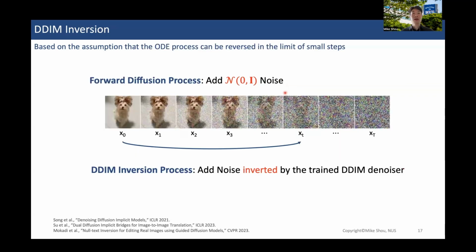You can feel that it's similar in terms of the process compared to the forward diffusion process. In the forward diffusion process, at every time step we add on random noise. But for the DDIM inversion process, the noise is not sampled every time. Instead, at each time step, we invert the noise. We find this inverted noise from the DDIM denoiser, which is the noise that was predicted by this DDIM denoiser at that certain time step.